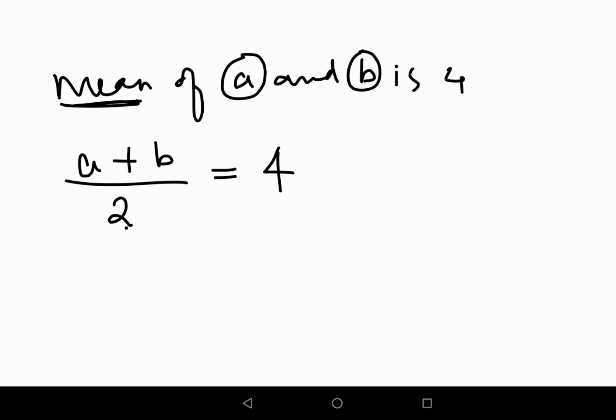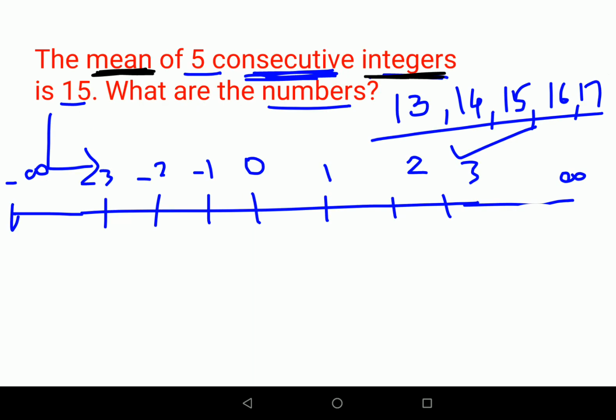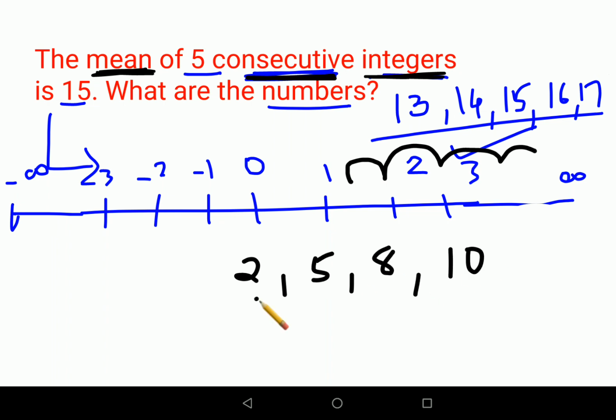Now coming back, here we can say that the mean of 5 consecutive integers will be 15. Integers we understood. So what does consecutive mean? One after the other. So 1, 2, 3, 4, all of these are consecutive integers. But 2, 5, 8, 10, no, they are not consecutive integers. Why? Because the number which comes after 2, which is 3, is not mentioned in this particular series. So this is very, very important to always remember.